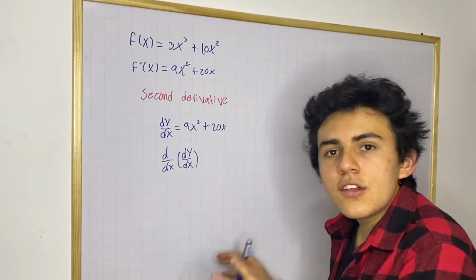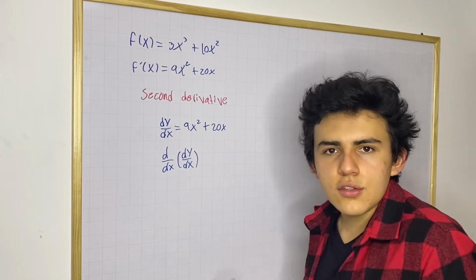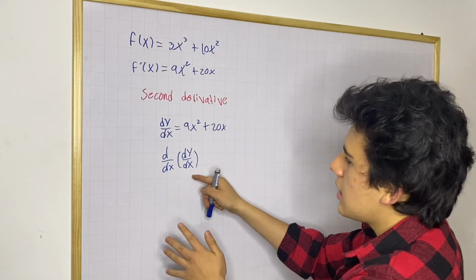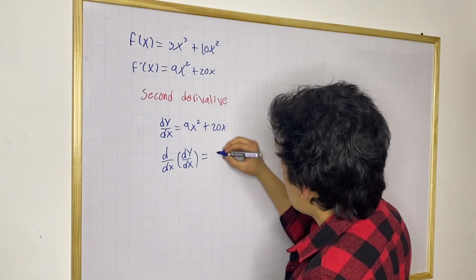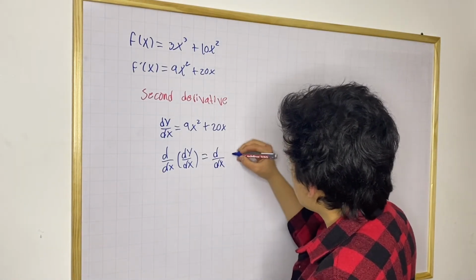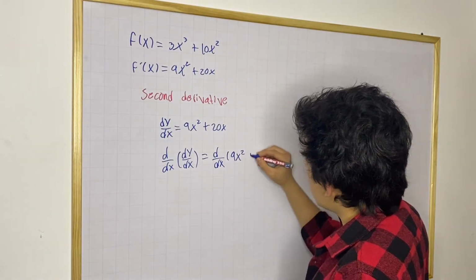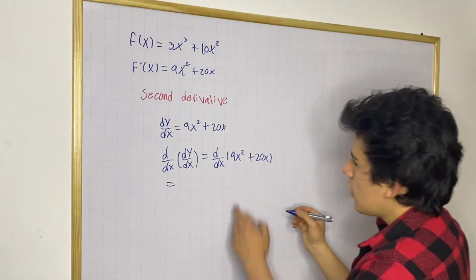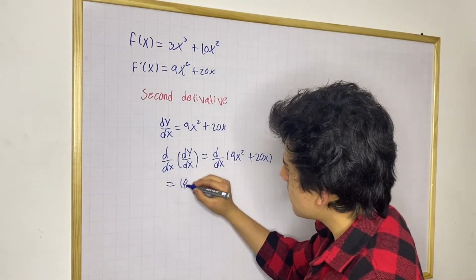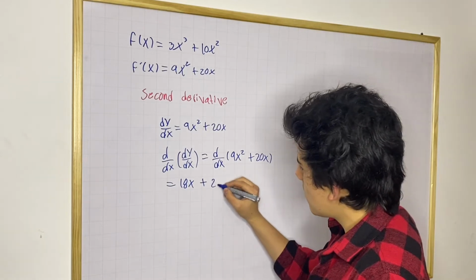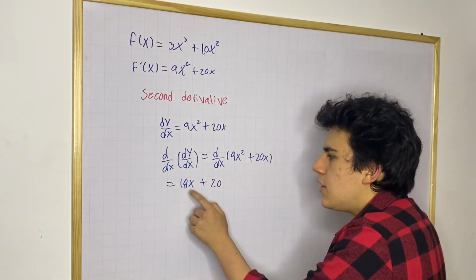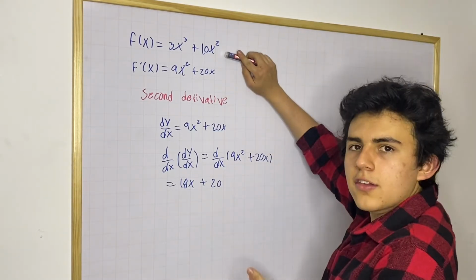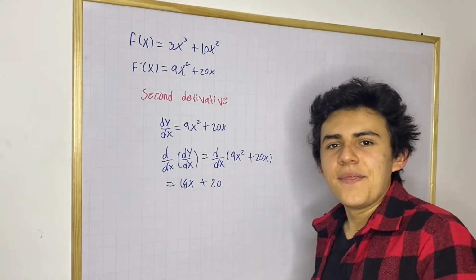Algebraically, it's going to be the same thing. You do not need to learn anything new. You're just going to use the power rule here. So this would be the same as taking the derivative with respect to x of 9x squared plus 20x. And you know how to do that. That is simply going to be 18x plus 20. Now, this is the derivative of the derivative of 3x cubed plus 10x squared. That is how it works.